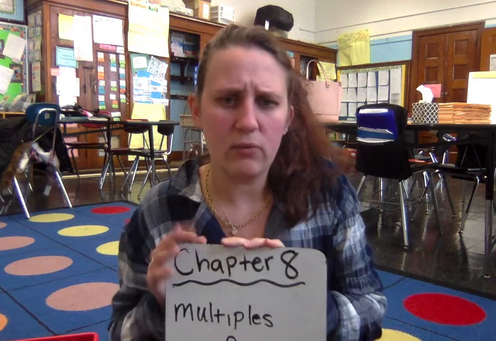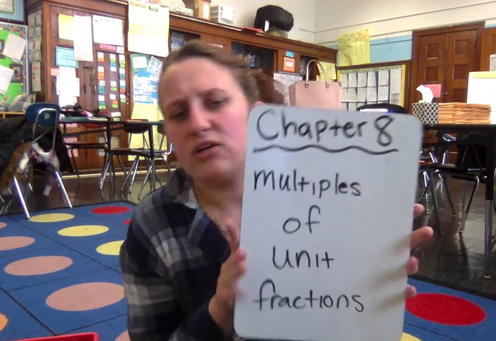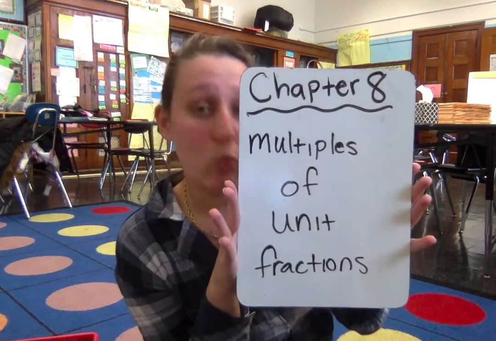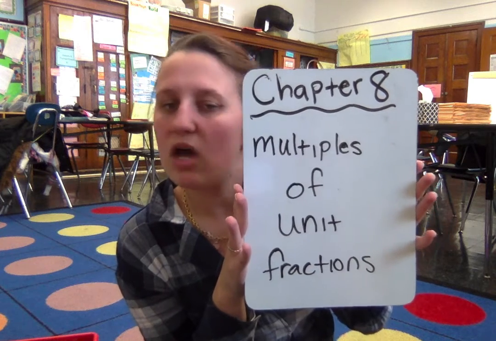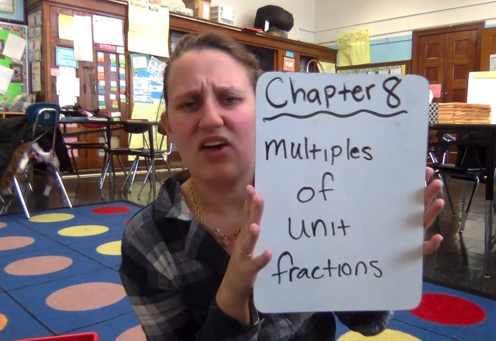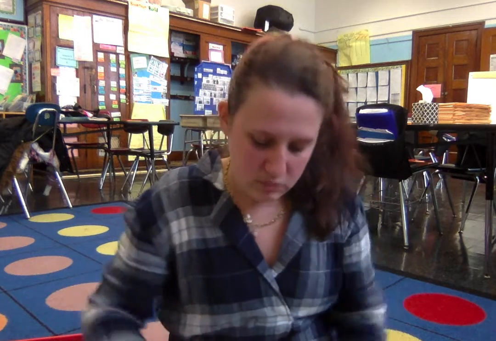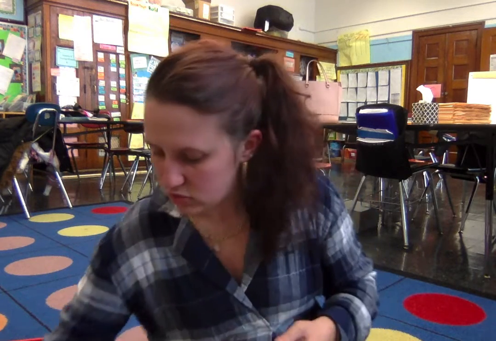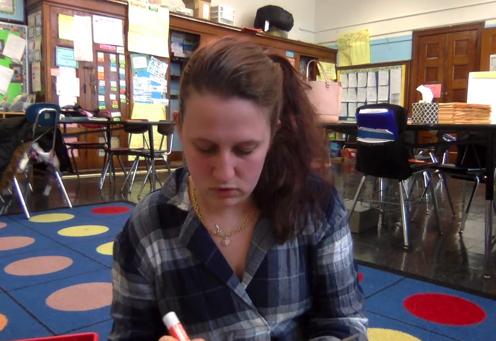So what am I talking about? Chapter 8.1 is titled multiples of unit fractions. Now that seems kind of crazy, but if I asked you to do the multiples of 2, you would tell me, oh, Miss H, that's easy. 2, 4, 6, 8, 10, 12. Those are the multiples of 2. So we know what multiples means, and I'll actually do this in a different color so you can see. 2, 4, 6, 8. It's skip counting.